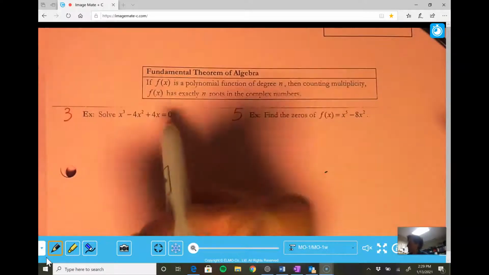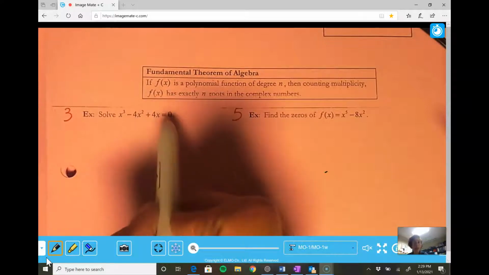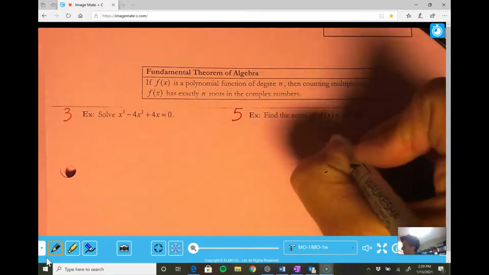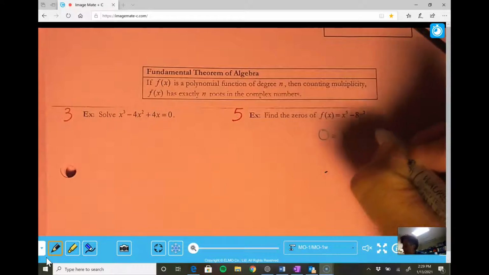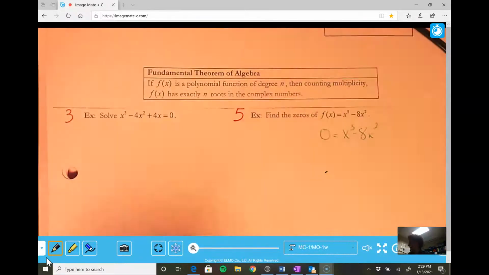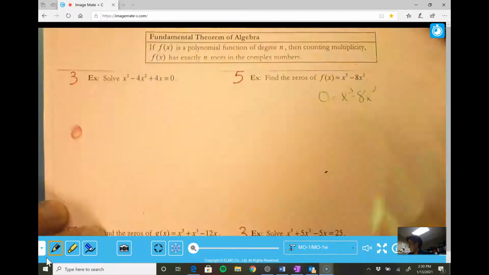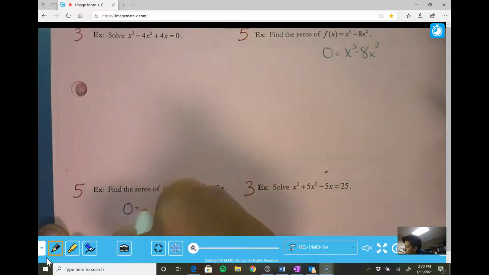Solve means we want to find what number, if I put it in for x and did all the math, would give me 0. When we solve, it has to equal 0. Finding the zeros means we're just going to set this equal to 0. Let me turn on the light here so you can see all that. Same with number 5, find the 0, so I just set it equal to 0.